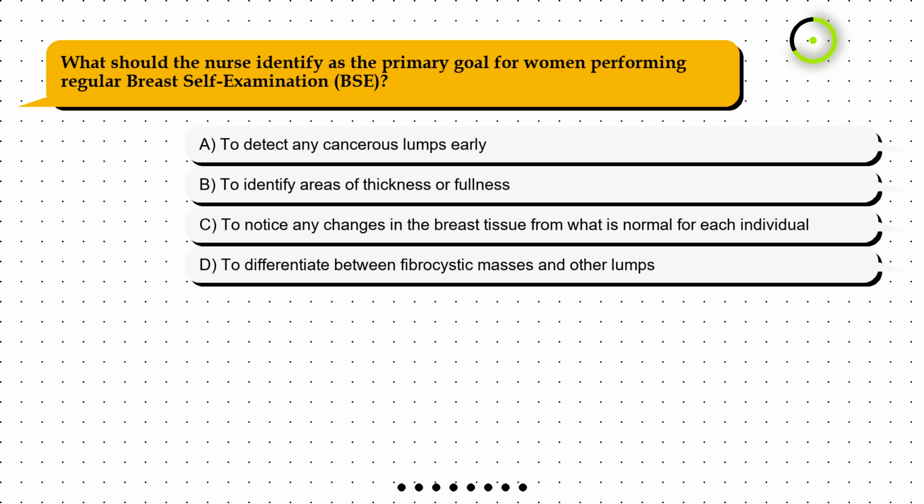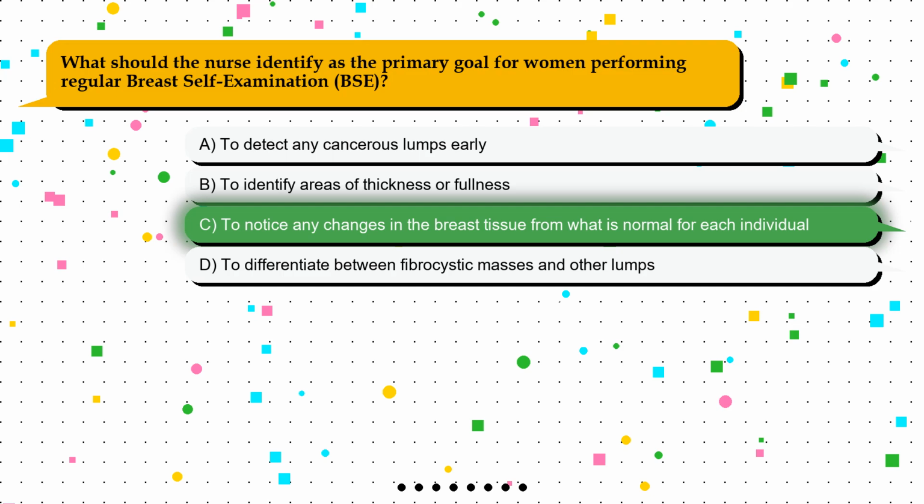Option A, to detect any cancerous lumps early. Option B, to identify areas of thickness or fullness. Option C, to notice any changes in the breast tissue from what is normal for each individual. Option D, to differentiate between fibrocystic masses and other lumps.